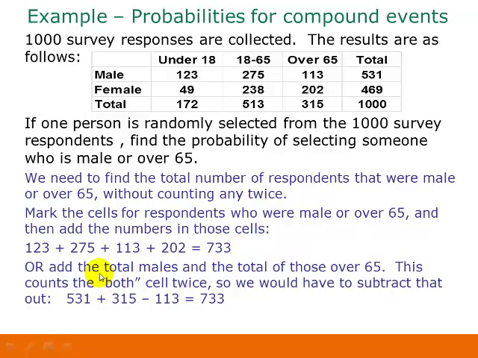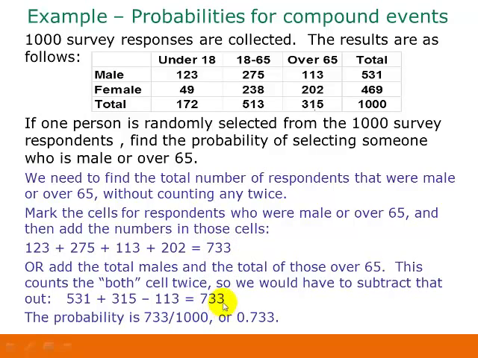The other way we can do this is to add the total of the male row, so the 531, and we can add that to the total of the over 65 column, which is the 315. Now when we did that, we actually counted the ones in the intersection of that row and column twice. So these 113 people here got counted twice. So we have to subtract that 113 out so that it only gets counted once. So if we add those two totals together and then subtract the 113, we also get 733, which matches what we got doing it the other way.